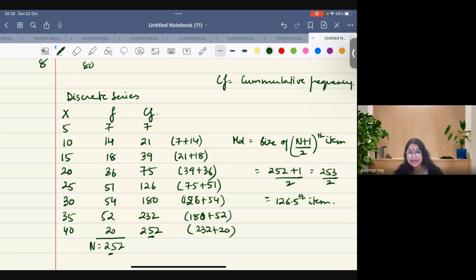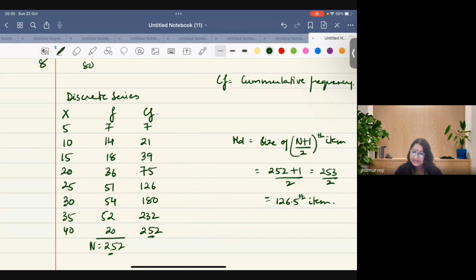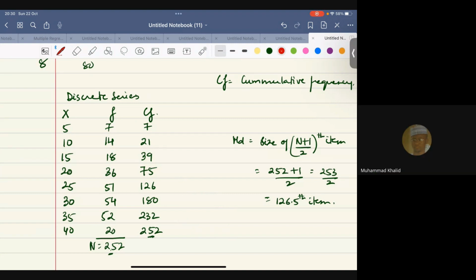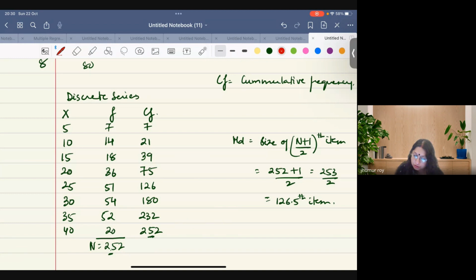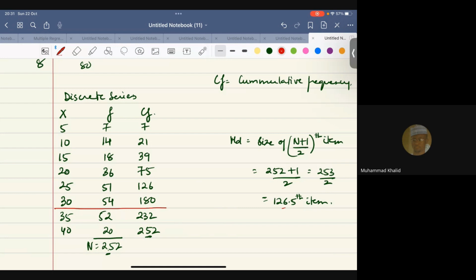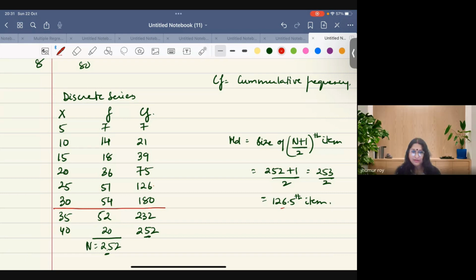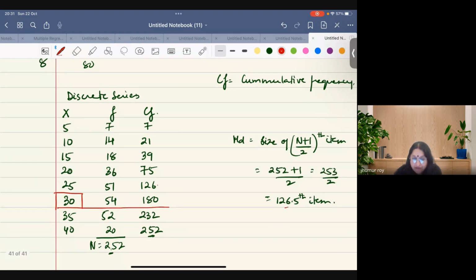Now, in this case, we have to see in this column. Now I'm just rubbing out this area because I want to explain this to you. Now I've got the 126.5th value, so see where it is falling. That means it will be here. So you have to take the value which is after the value which you have got over here. So you've got 126.5. It cannot come here. It is more than 126, so the next value is 180. So you will see that the median is 30. Is it clear? So you are taking the value which is after this value.